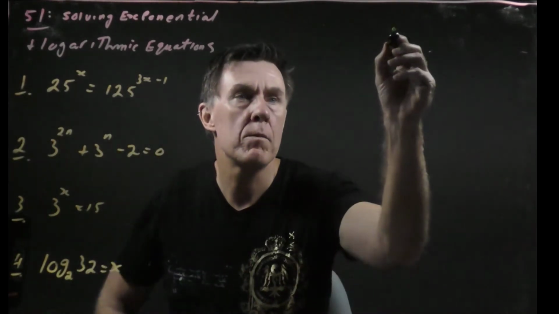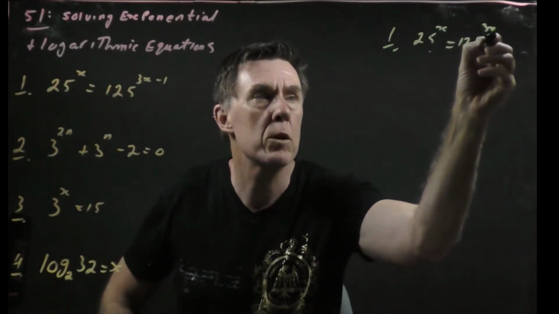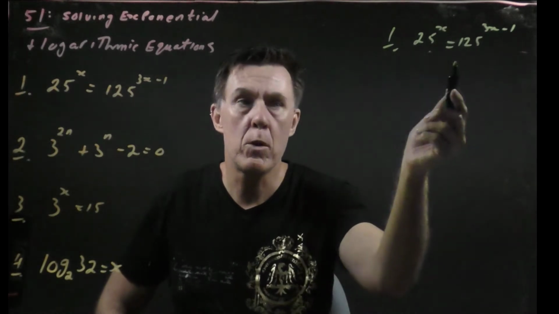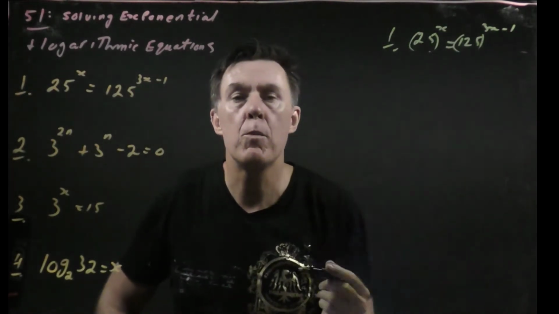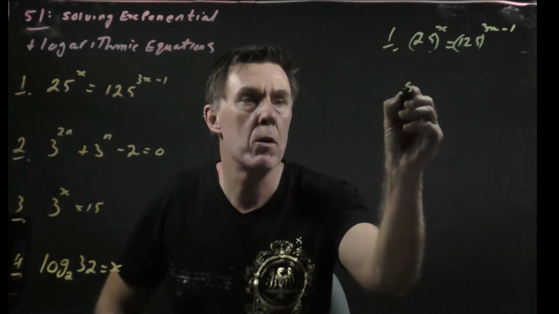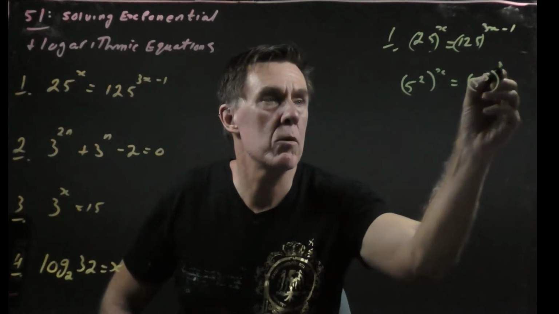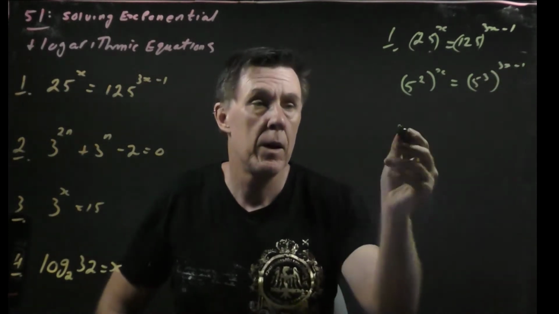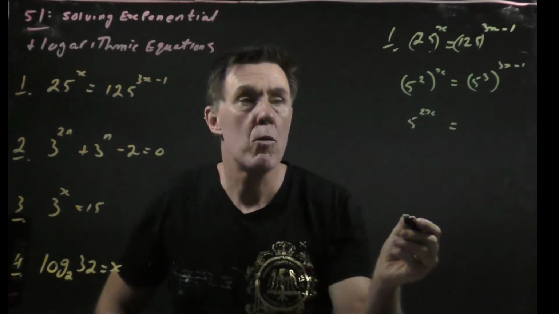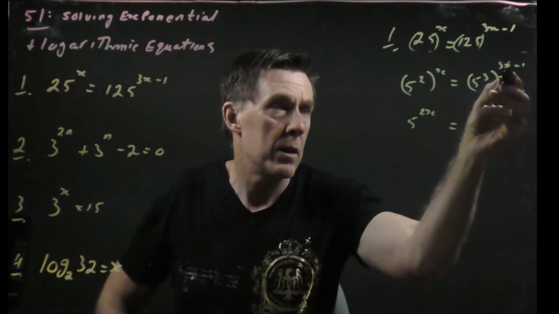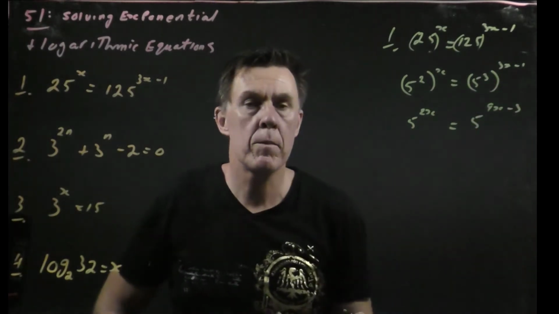25 to the x equals 125 to the 3x minus 1. Priority 1, if possible, turn them both into the same base. Well, they're obviously both base 5, so I can turn that into 5 squared to the x, 5 cubed to the 3x minus 1. Left hand side becomes 5 to the 2x. Right hand side becomes 5 to the power of 9x minus 3.